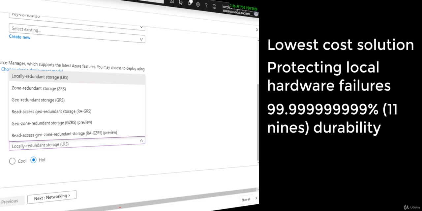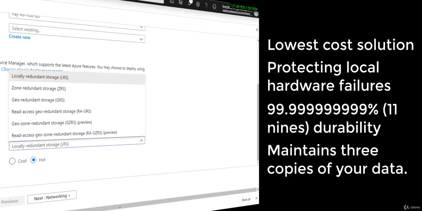LRS provides the object durability by replicating your data to another storage scale unit within that data center. A data center located in the region where you created your storage account will host that storage scale unit. A write request to an LRS storage account returns successfully only after the data is replicated to all the replicas. This is where you maintain 3 copies of your data.